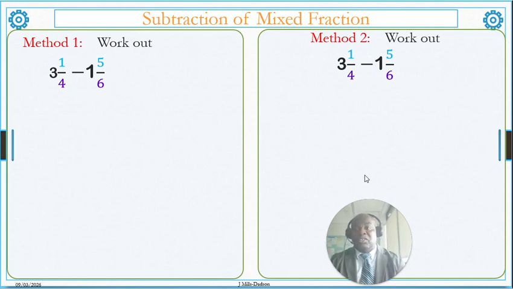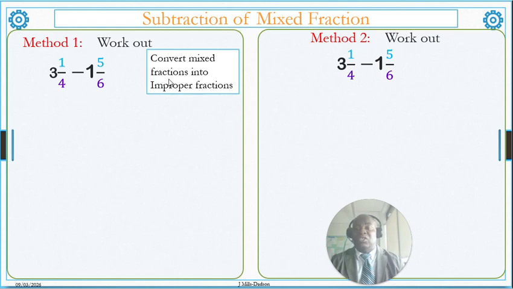Hello, welcome back. Now let's look at subtraction of mixed fractions. Let's look at the first method. The first method is where we convert all the mixed fractions into improper fractions. So 3 1/4 minus 1 5/6 now becomes 13/4 minus 11/6.